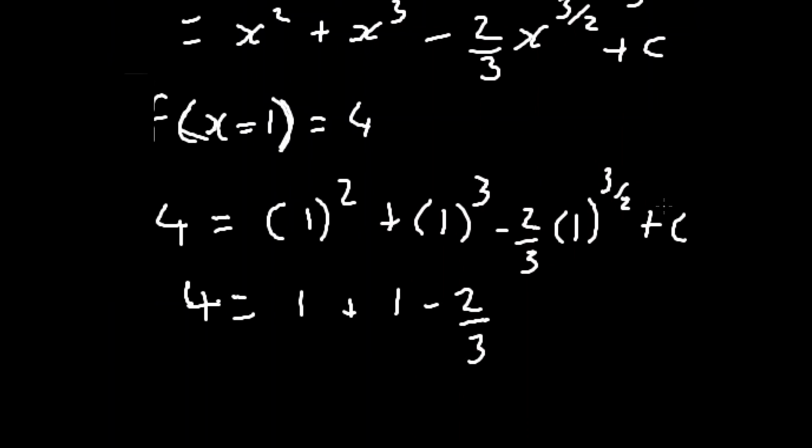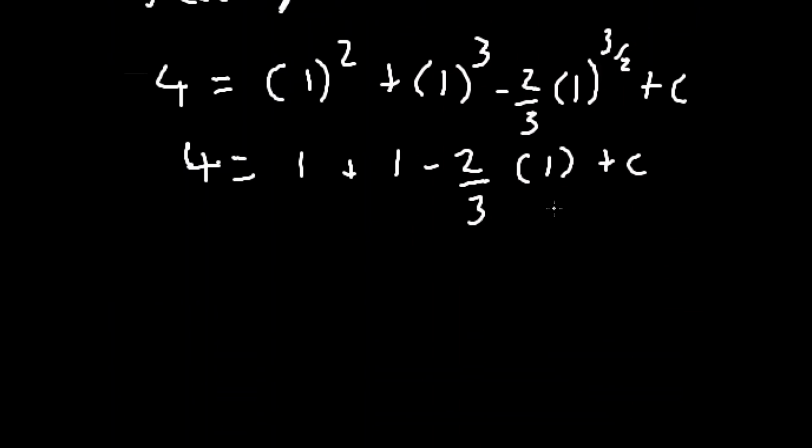What about 1 cubed? So 1 times by 1 times by 1 is 1, right? And then square root that, it's still 1. So that is 1 and then plus c. So now we've just got to do some fractions. That's the only reason why this question is hard. So 1 plus 1 is 2, minus 2 divided by 3 plus c.